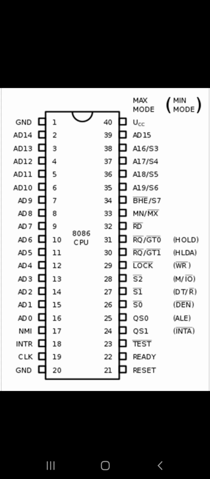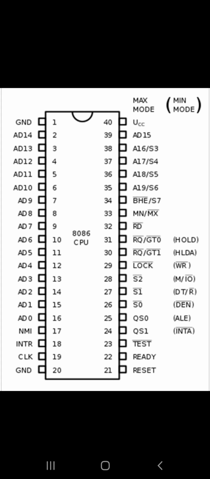Next pin that I want to discuss is VCC and the ground pins. So this is a complete digital IC which needs plus 5 volt to operate. So plus 5 volt will be connected to VCC, and there are two ground pins, pin number 1 and pin number 20, so that will be connected to ground, right?